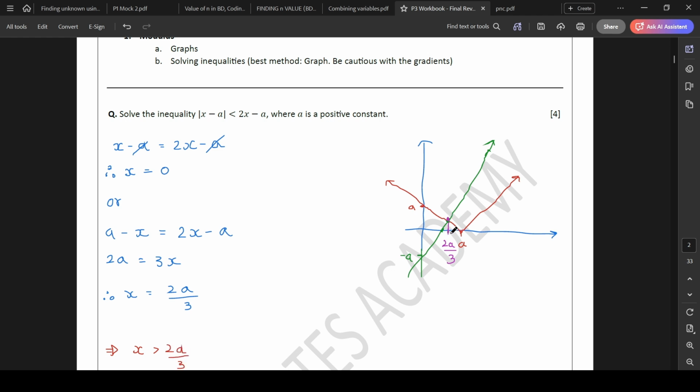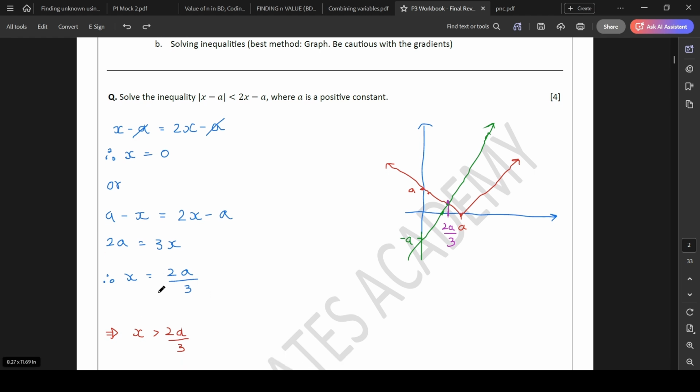Because all the values on the x-axis that are greater than 2a by 3, I can clearly see my line is always above the modulus. What happens on the left hand side of 2a by 3? Let's see if I talk about this value of x. So for this, clearly the y value for the line is smaller as compared to the value of y on the modulus. So clearly my answer does not lie on the left hand side. And that is why this is my final solution.